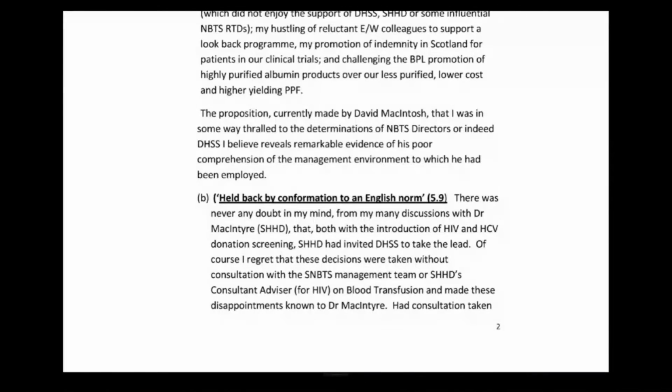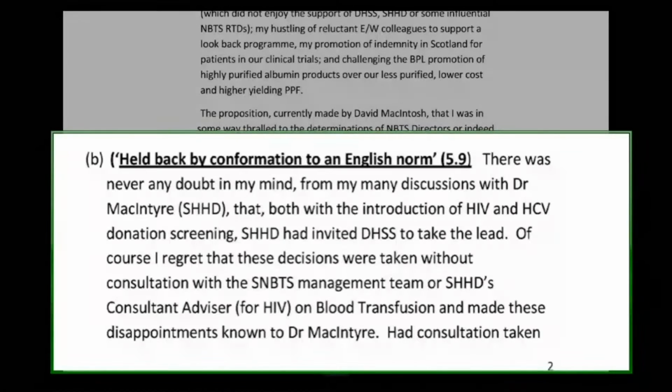So he says, there was never any doubt in my mind from my many discussions with Dr. McIntyre, SHHD, that both with the introduction of HIV and HCV donation screening, SHHD, so Scotland, had invited the DHSS to take the lead. Of course, I regret that these decisions were taken without consultation with the SNBTS management team or SHHD's consultant advisor for HIV on blood transfusion, and made these disappointments known to Dr. McIntyre.